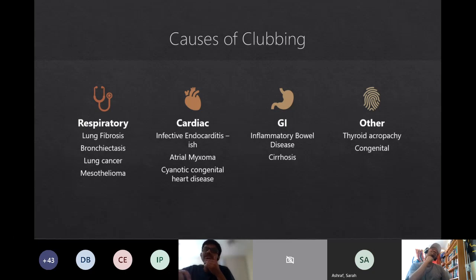And then you have the odds and sods group of thyroid acropathy and congenital clubbing. Thyroid acropathy is important, congenital clubbing is not important. But if you're ever stuck in an OSCE, congenital is always a good get out of jail free card.